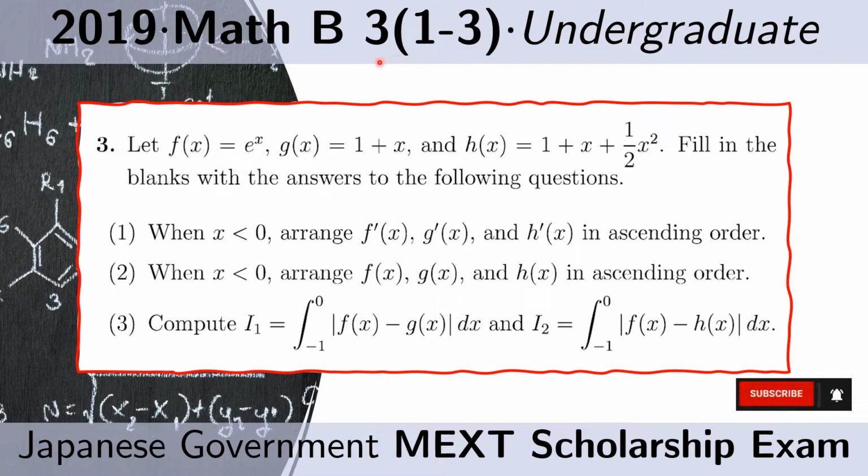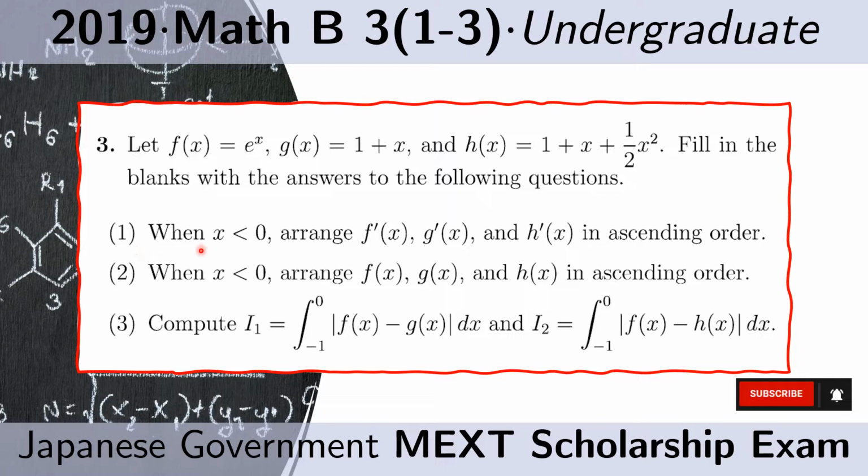Problem 1 of 3. Let f of x equal e to the x, g of x equal 1 plus x, and h of x equals 1 plus x plus 1/2 x squared. Fill in the blanks with the answers to the following questions.